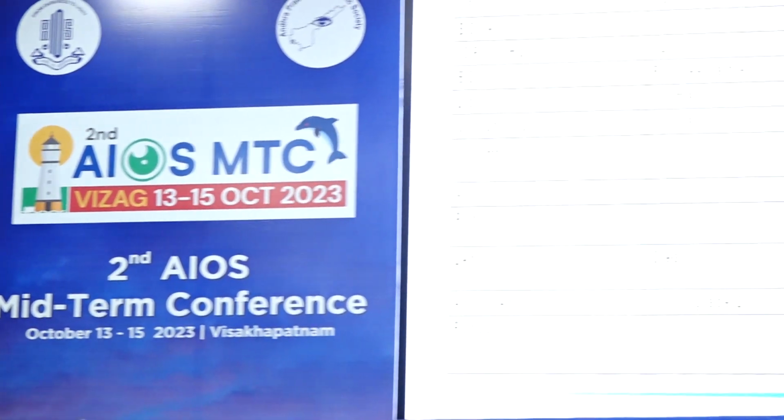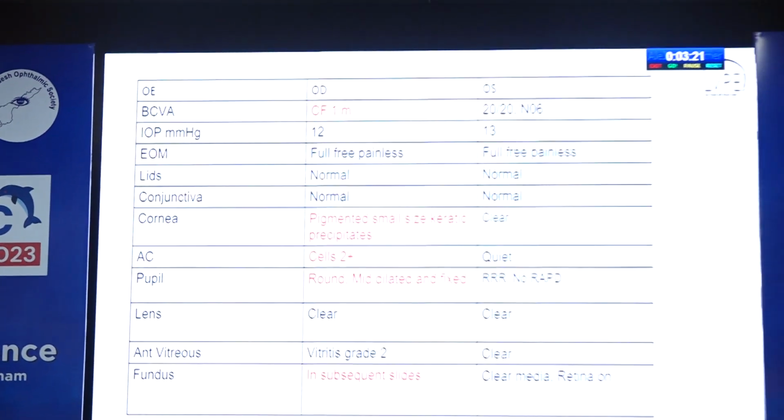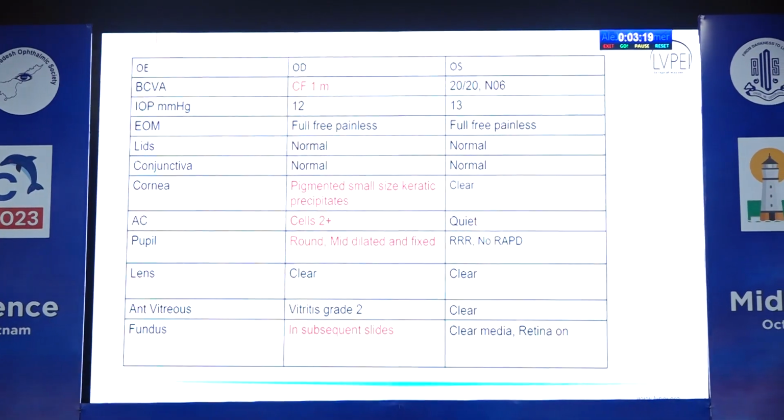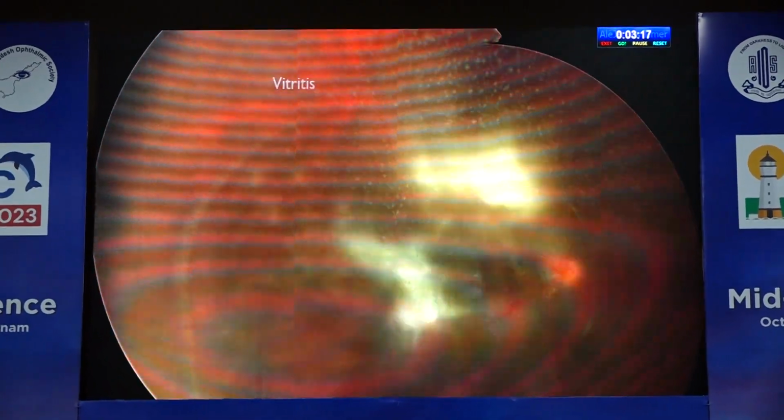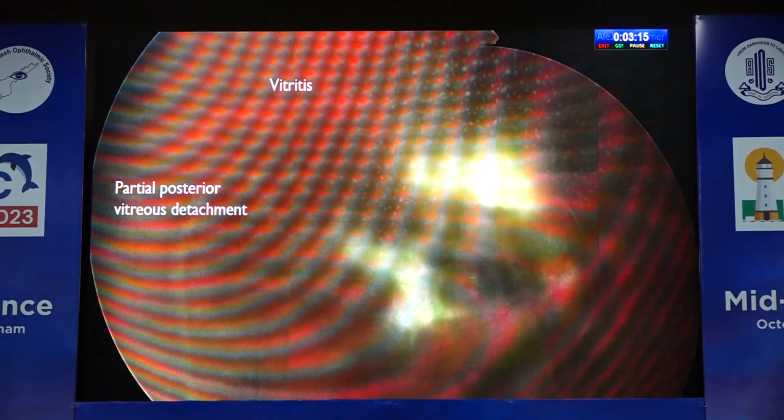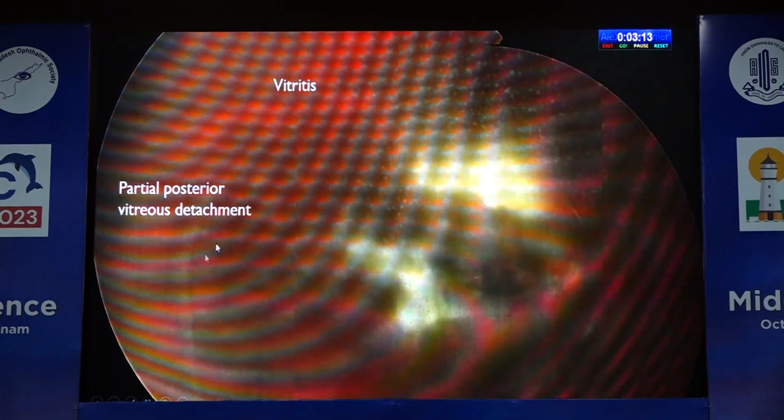The presenting visual acuity was counting fingers at 1 meter, and she had an anterior segment reaction also, in the form of small-sized keratic precipitates with cells of +2. The vitritis was of grade 2 in the right eye. The left eye was normal throughout the course of the follow-up, so I'll be describing the right eye in the subsequent slides.